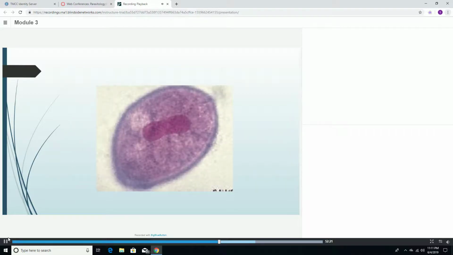So if we look here at the Balantidium coli cyst stage, we're going to note that we have a macronucleus here, and that macronucleus is seen right there in the center. We could also see vacuoles present, and you see those vacuoles there. This organism is a little bit larger than most of the other parasites we've been looking at. The cyst stage can be 40 to 50 micrometers, and the trophozoite stage is going to be 60 to 40 micrometers.